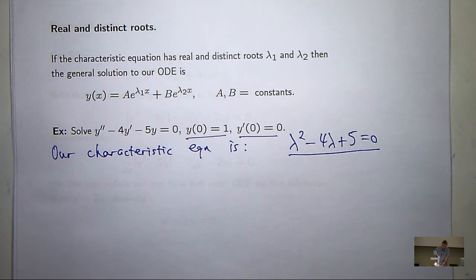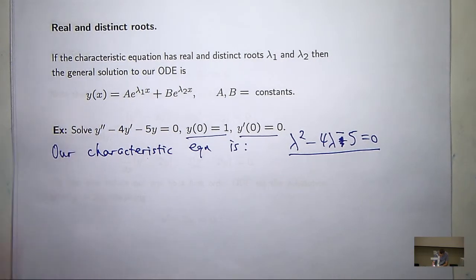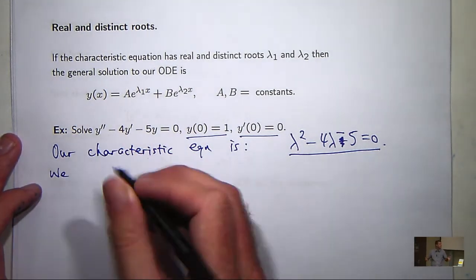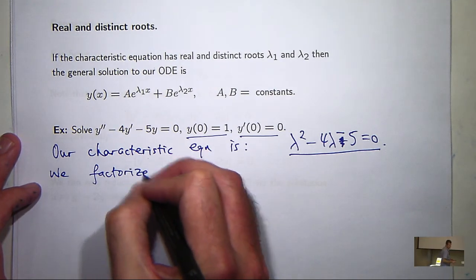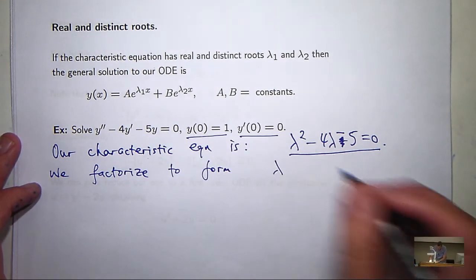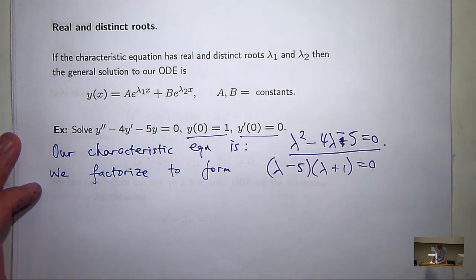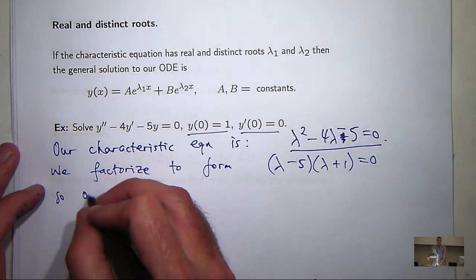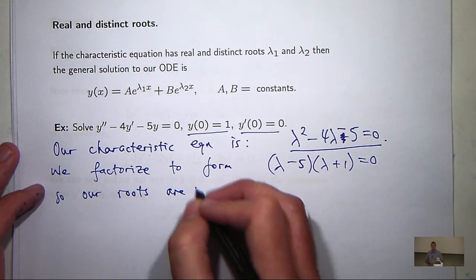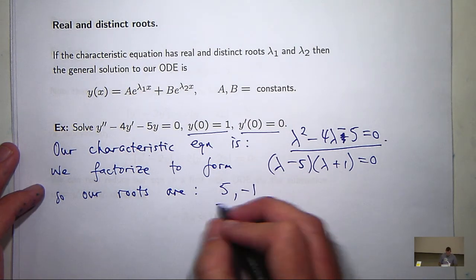So again, you have a choice now. You can maybe factorise, you can complete the square, use the quadratic formula. This one will factorise. Okay, so it's going to be what? Minus 5 and positive 1. So the roots are 5 and minus 1.